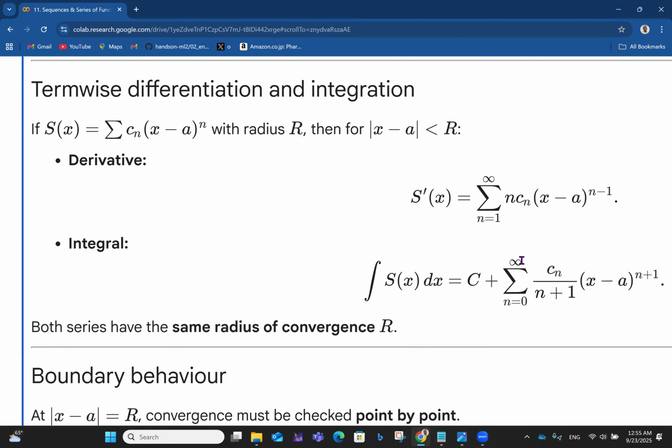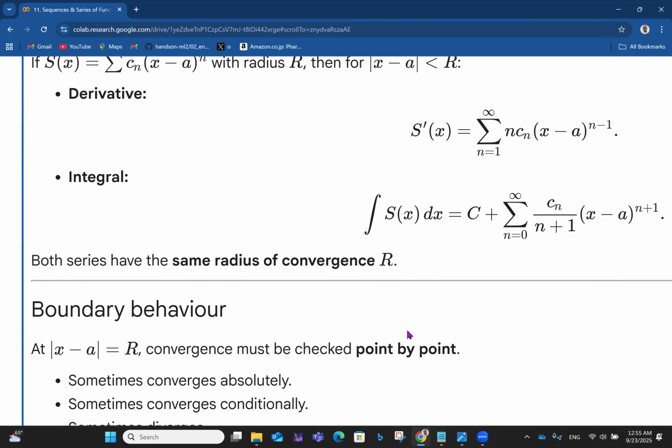So summation from n = 0 to infinity, you can see there's a shifting, a movement forward, and then you have summation from n = 0 to infinity of C_n over (n + 1) times (x - a)^(n+1). As we move it one step further, the n + 1 takes care of itself up there. So both series have the same radius of convergence, R, both for the derivative and the integral.